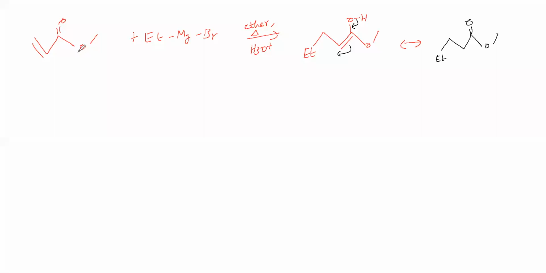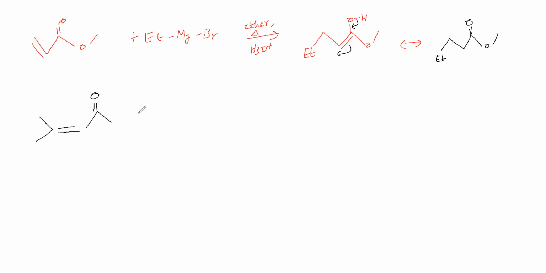On 1,4 addition, what is the product? The functional group ester, no change. At this carbon, an ethyl group is added, and the pi bond is vanishing. That is the product. Next, we will take another example.